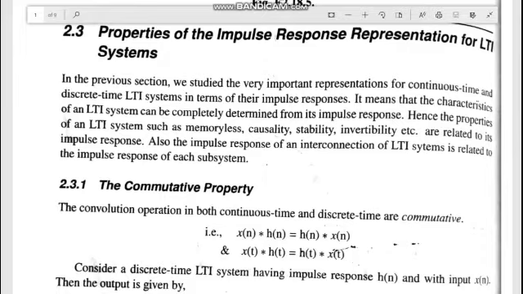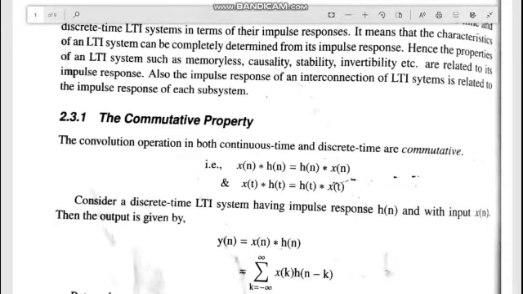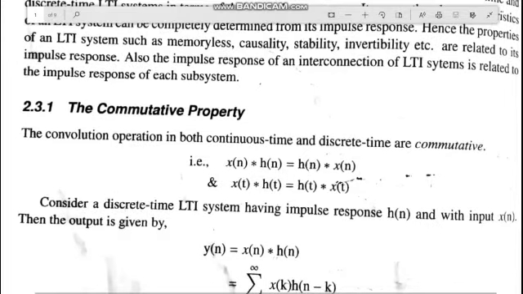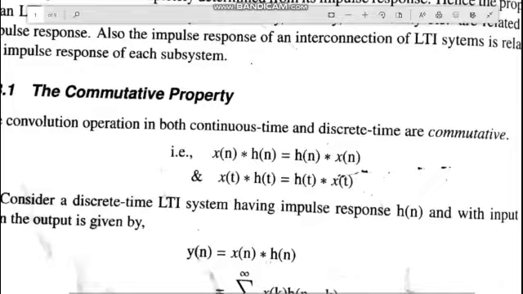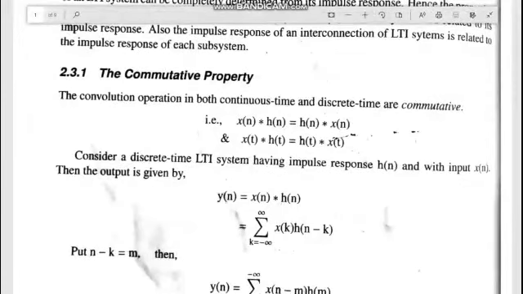Let us go first with the commutative property. The convolution operation in both continuous time and discrete time are commutative. That is, x of n convolved with h of n is equal to h of n convolved with x of n, which is represented in the DTS signal. Similarly, we can also represent in the CTS system, that is x of t convolved with h of t, which is nothing but h of t convolved with x of t. This we have to prove.